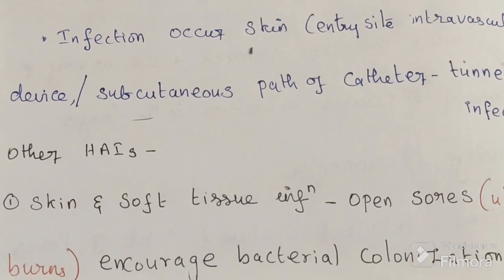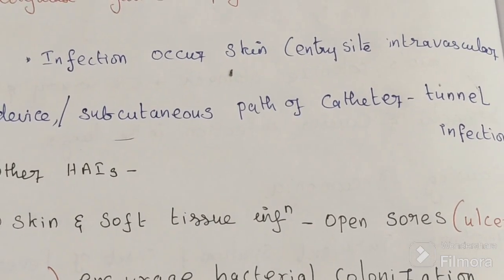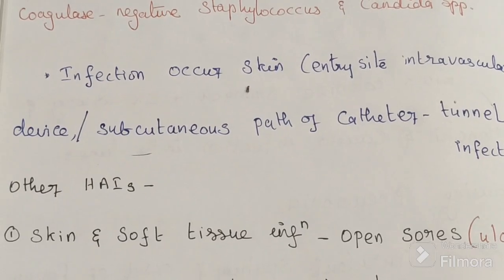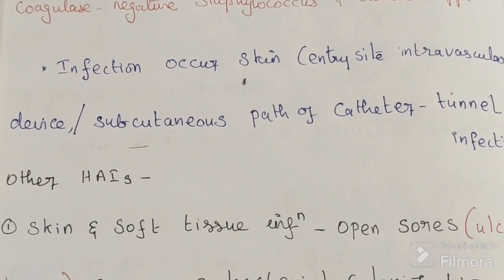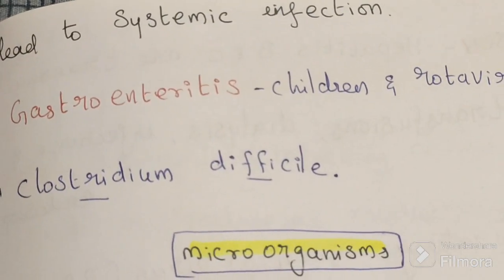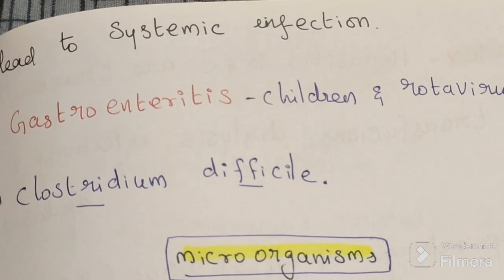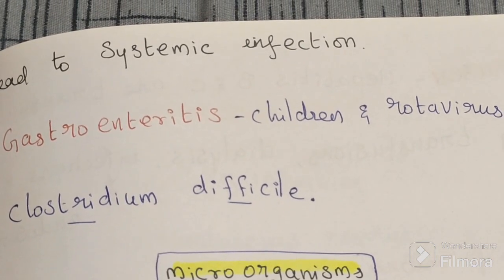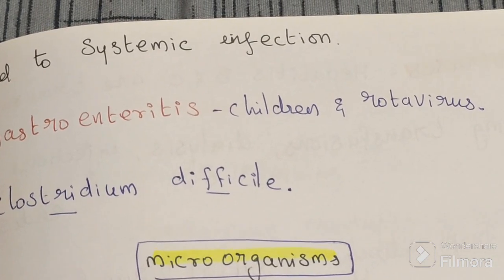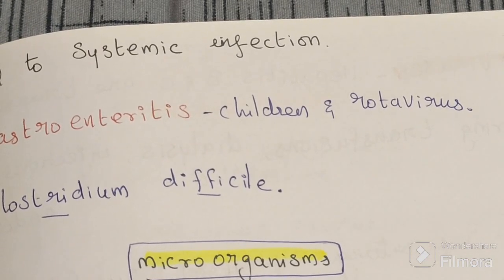Other healthcare-associated infections include skin and soft tissue infection. Open sores, ulcers, and burns encourage bacterial colonization and may lead to systemic infection. Gastroenteritis is the most common nosocomial infection in children, and rotavirus is the chief pathogen. Clostridium difficile is the major cause of nosocomial gastroenteritis among adults in developed countries.